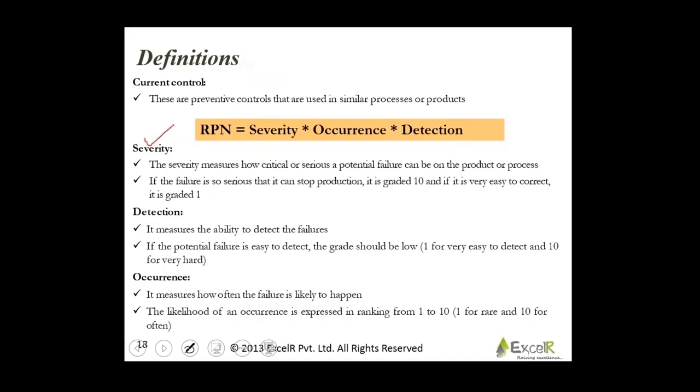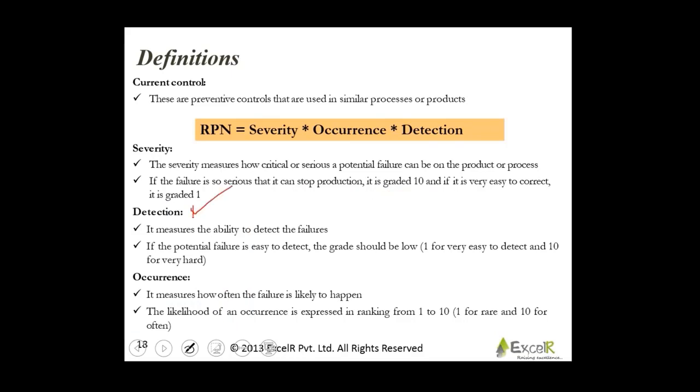Let us look into the severity. How critical or serious a potential failure could be on your product or the process. If the failure is so serious that it can stop your production, it is graded as 10. And if it is not going to have a lot of impact on your project or process or product, then you grade it as 1.